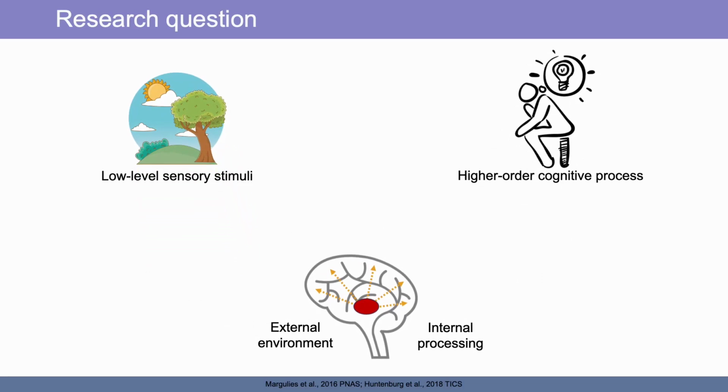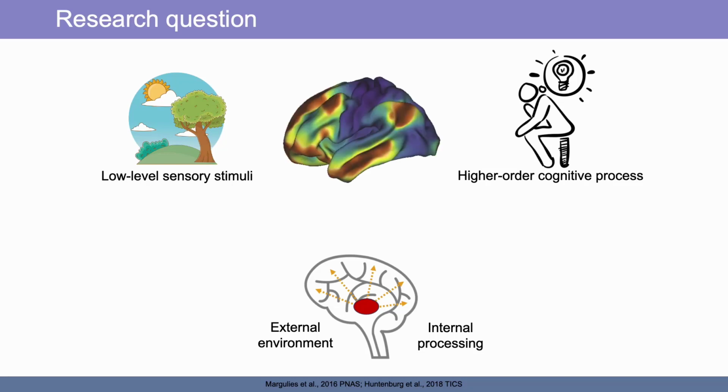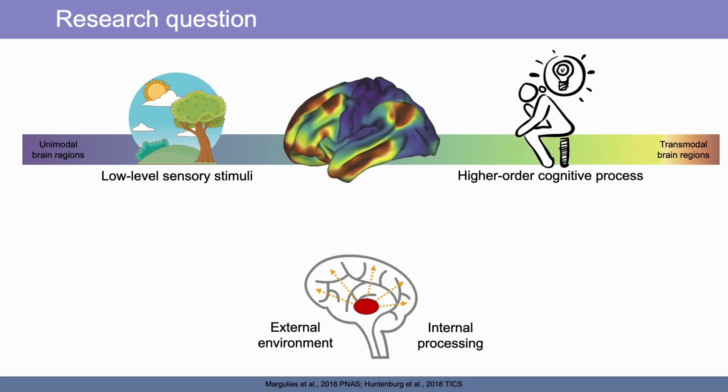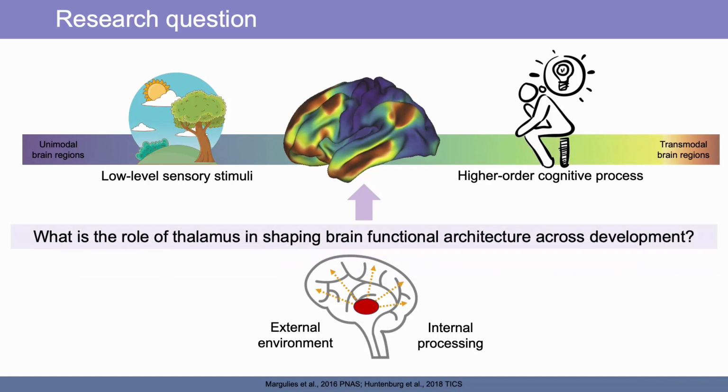Meanwhile, the organization of low-level sensory processing and higher-order cognitive functions is embedded within the principal gradient of macroscale cortical organization, which represents a hierarchy ranging from unimodal to transmodal brain regions. So, given the involvement of the thalamus in both external and internal processes, it is natural to question its role in shaping brain functional architecture during development.